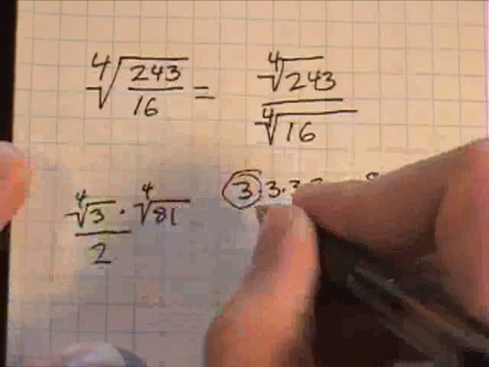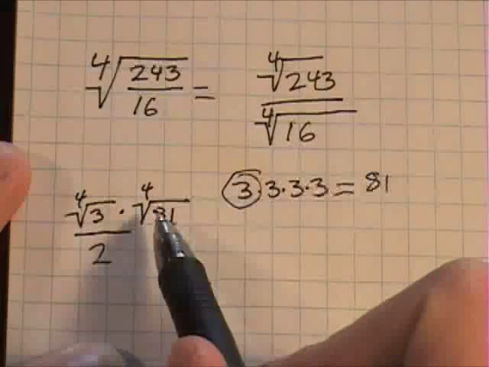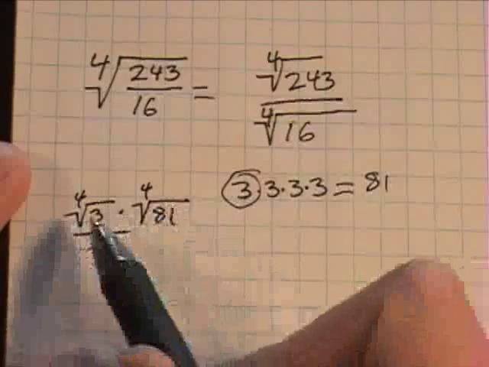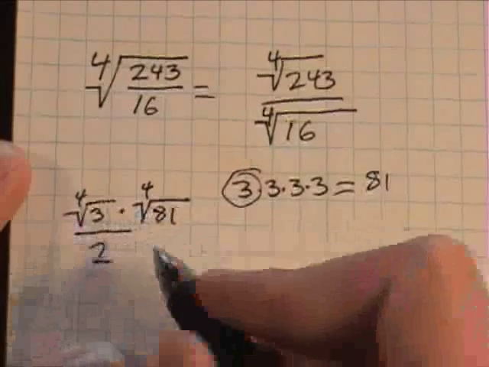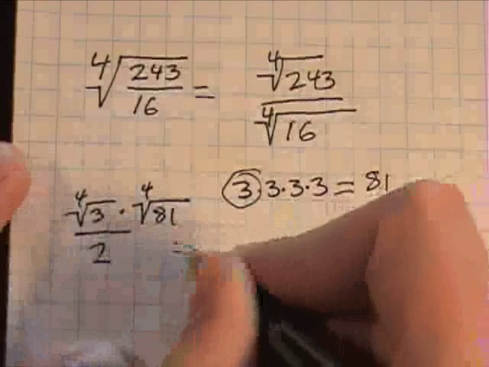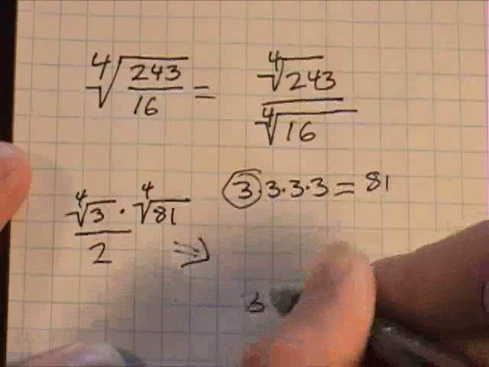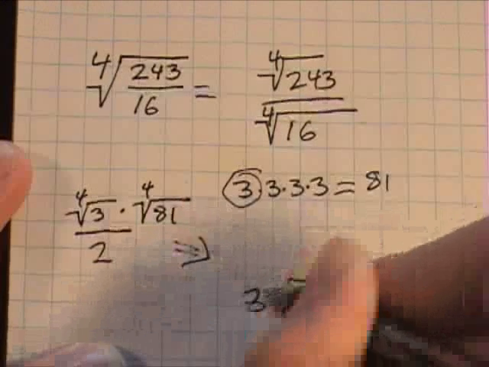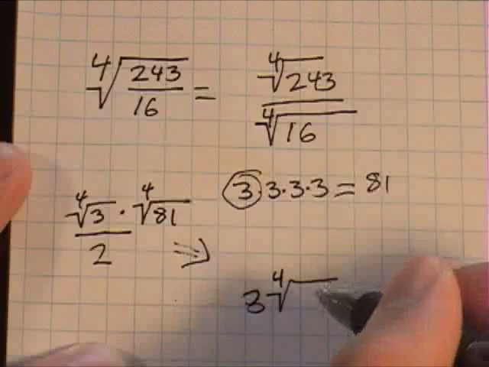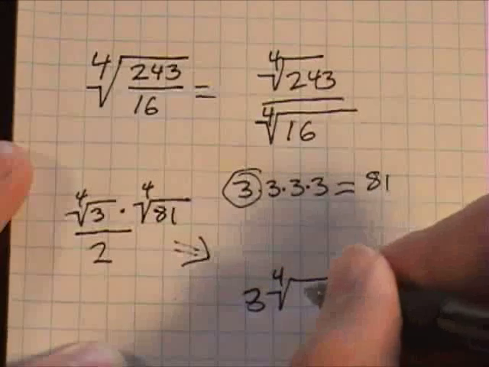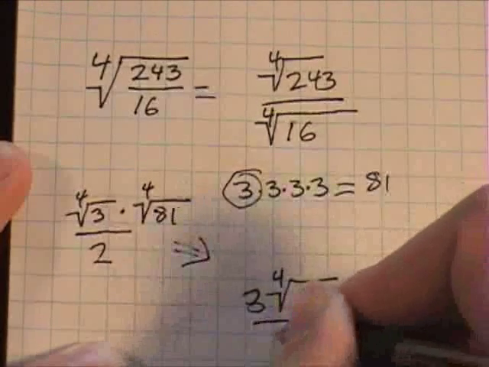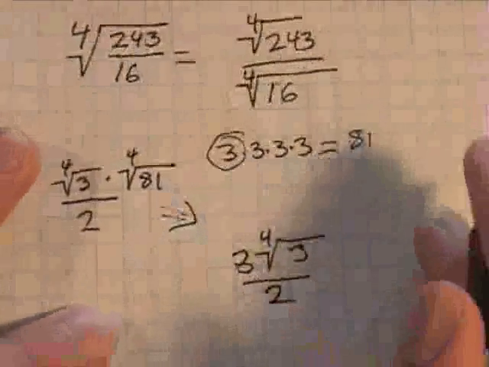So let's rewrite it. Remember, you put the numbers that are outside of a radical sign first. So this will simplify into 3, and then index of 4, 3 within here, and this is all over 2. And that's your final answer.